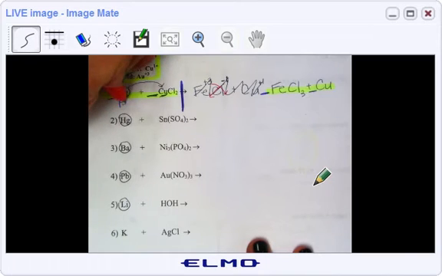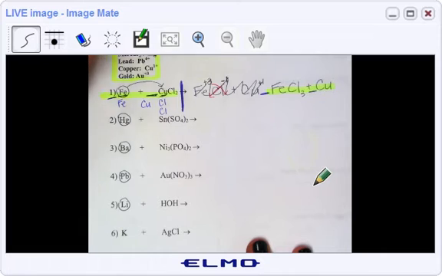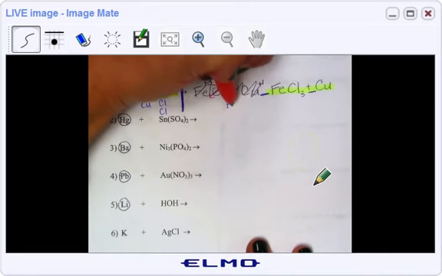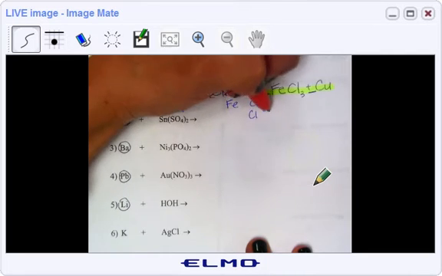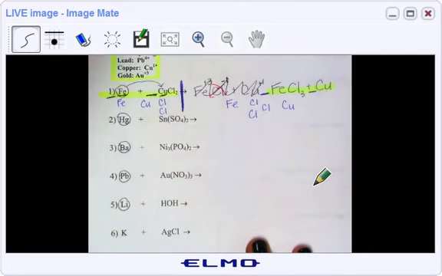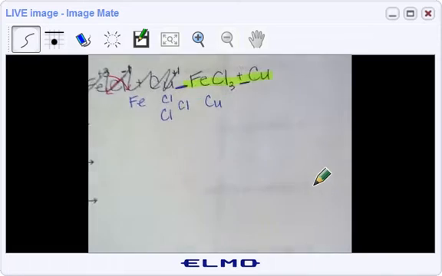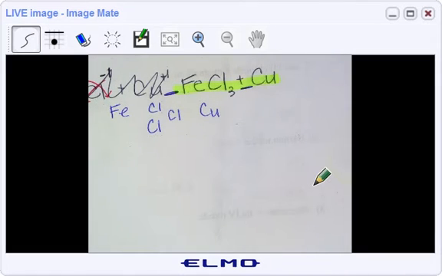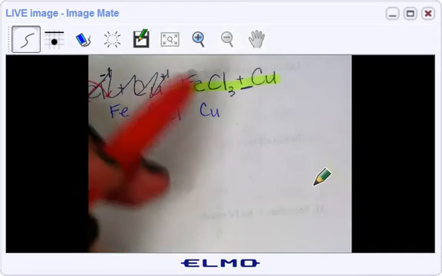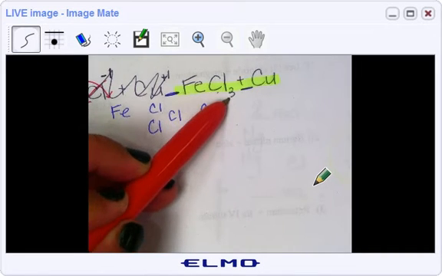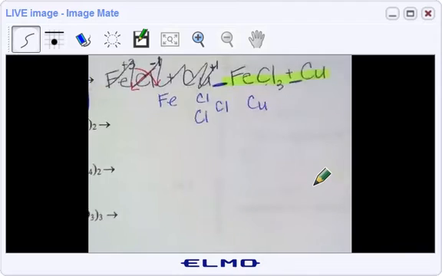I have one Fe, one Cu, two Cls. I'm going to do the same over here. I have one Fe, three Cls, and one Cu. Why on this side do I have three Cls? What is it? Yes, it's a subscript attached to the chlorine only. If it's a subscript, it only applies to what it's attached to.